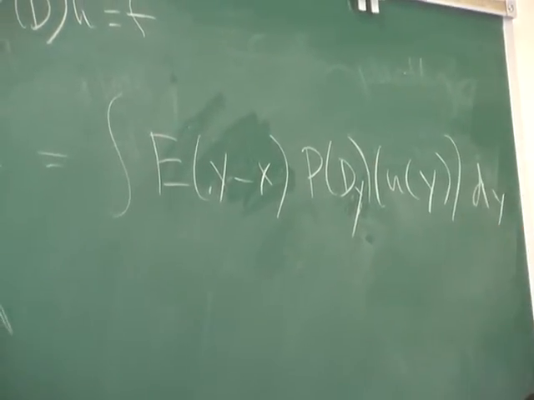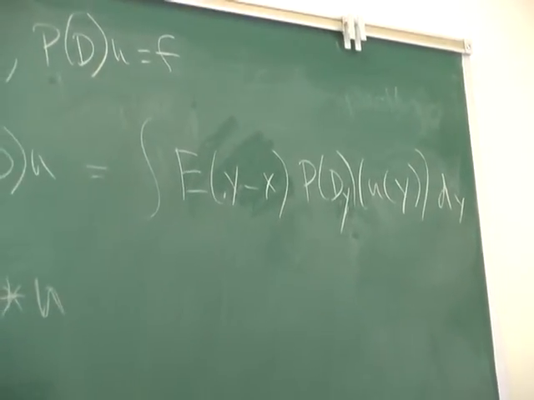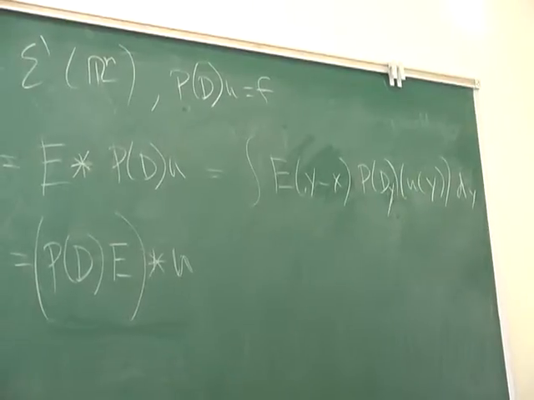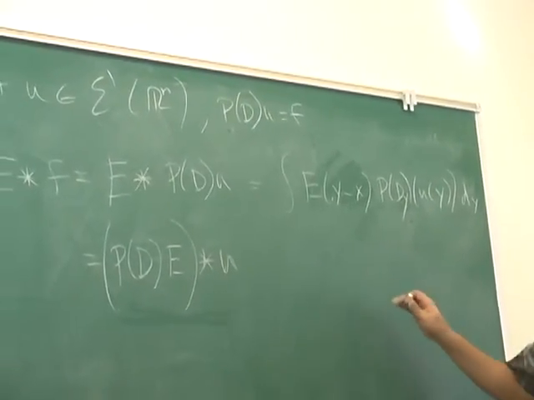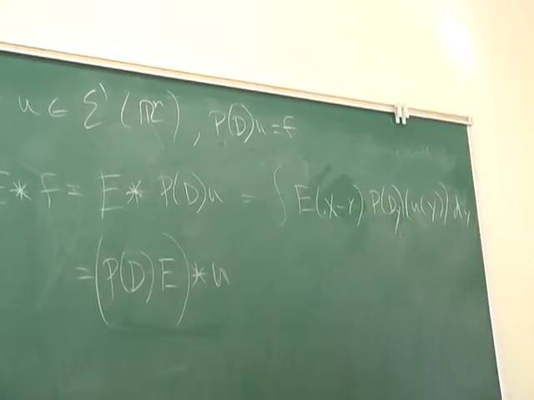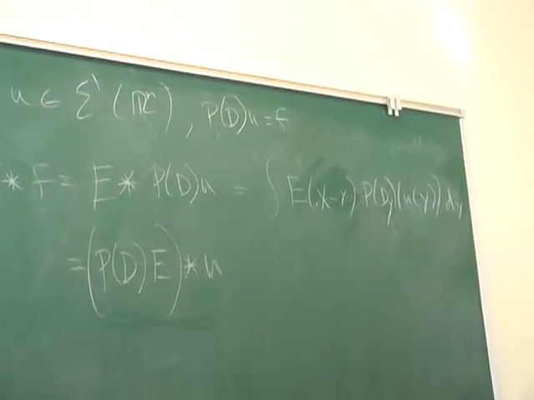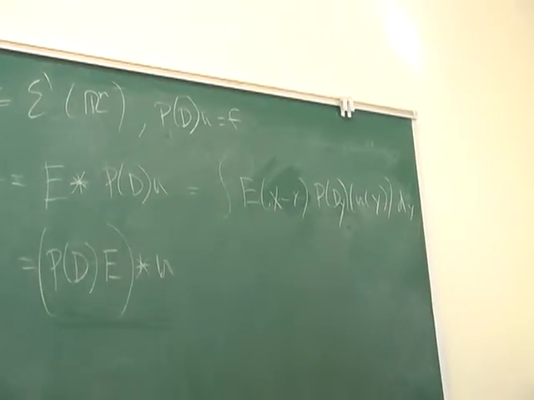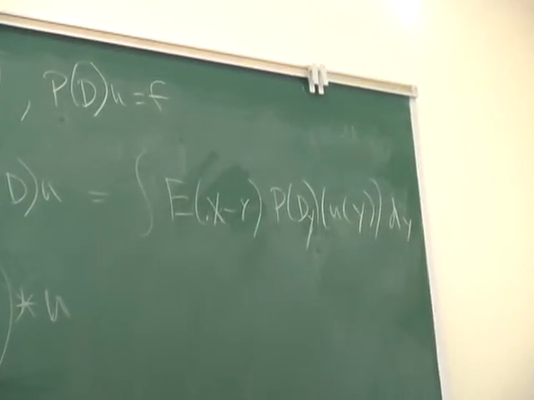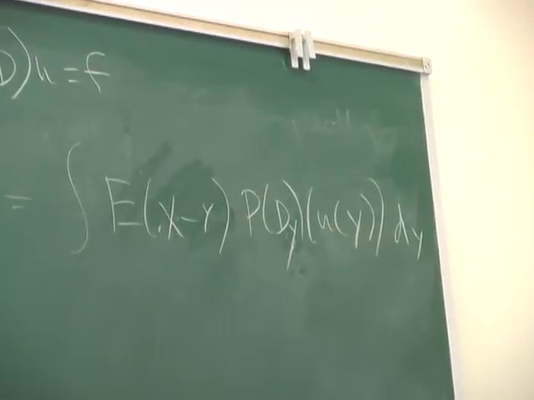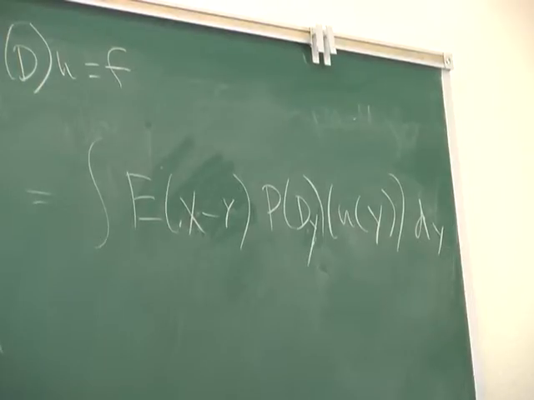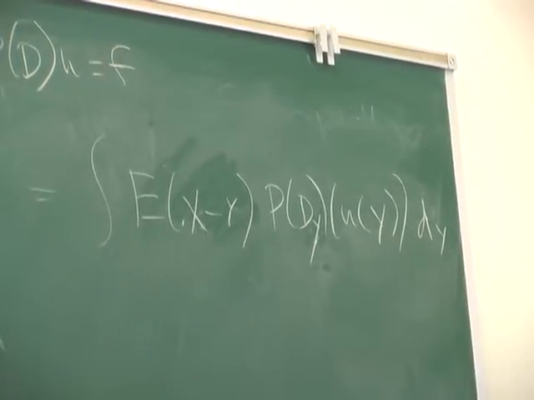Well, that's because E should depend on x minus y, not on y minus x. Just write x minus y. And now P(-D_y) acting on E(x minus y) is the same as P(D_x) acting on that, because it is x minus y. Is that clear? Yes. And then you will get that formula.